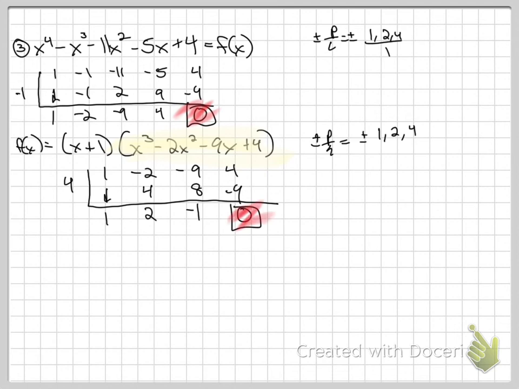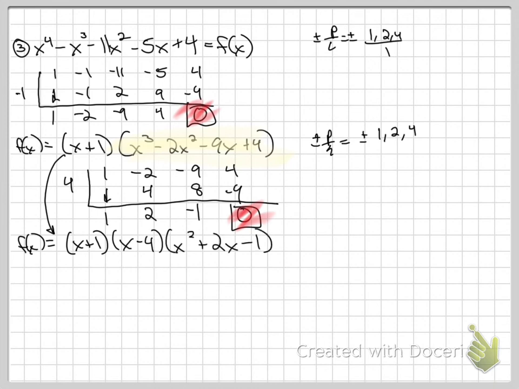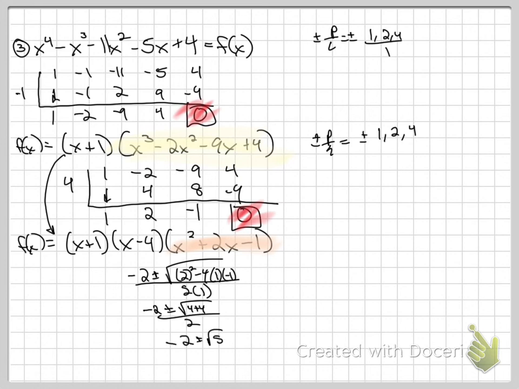So now, remember, we had x plus 1 from the top. Then I just got a root of 4, so that's x minus 4. And then I just got x squared plus 2x minus 1 for my final one. Once it is a quadratic, factoring or quadratic formula, I'm going to do the quadratic formula. Negative 2 plus or minus the square root of 2 squared minus 4 times a times c, all over 2 times a. Negative 2 plus or minus the square root of 4 plus 4 all over 2. Negative 2 plus or minus the square root of 8 all over 2.